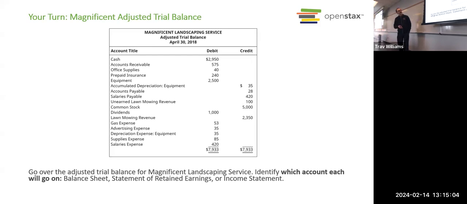We've already made adjustments, and so now we just create this adjusted trial balance to make sure our debits still equal our credits, which they do. And this is Magnificent Landscaping.